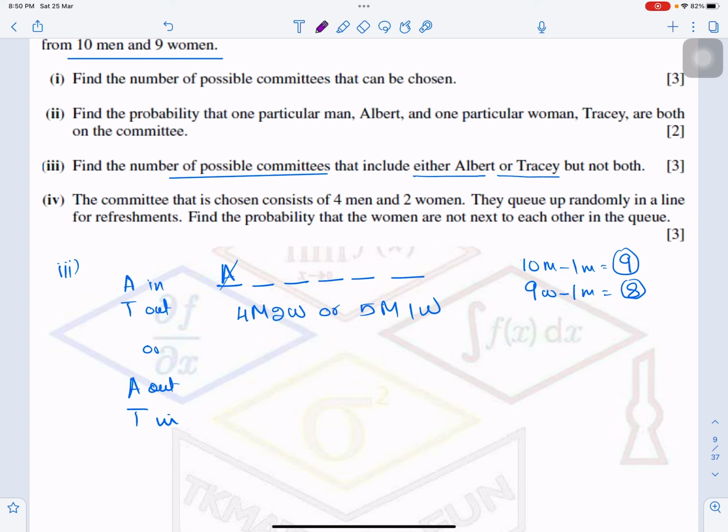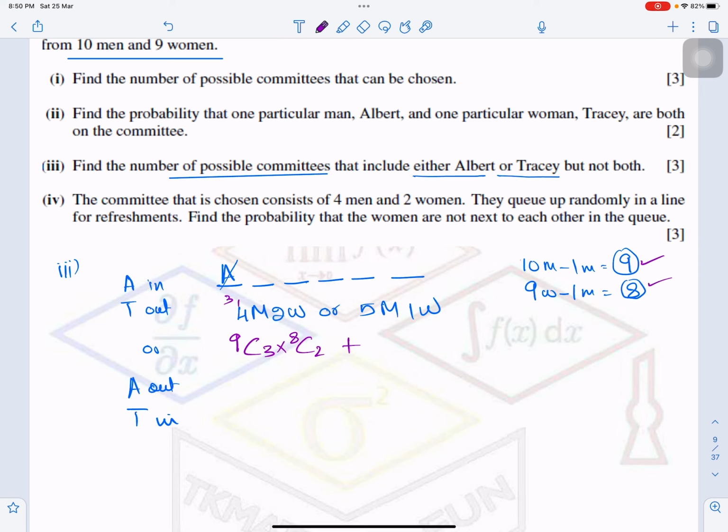So from 4 men, Albert is already in. Now I have to select how many more? 3 more. I have to select 3 more. And women I have to select 2. Tracy is out, but I need 2 more women. So how many men were here? 9. So I can say 9C3 into 8C2. This I have taken from here.